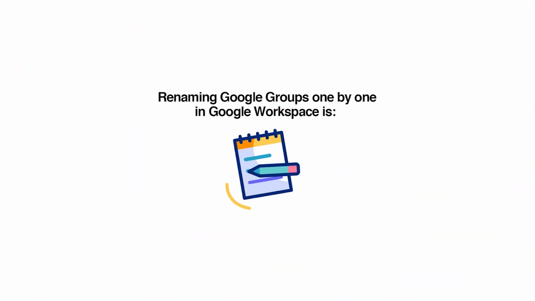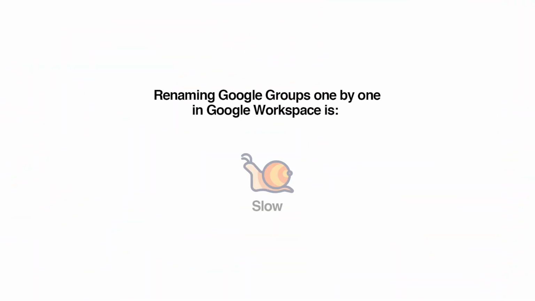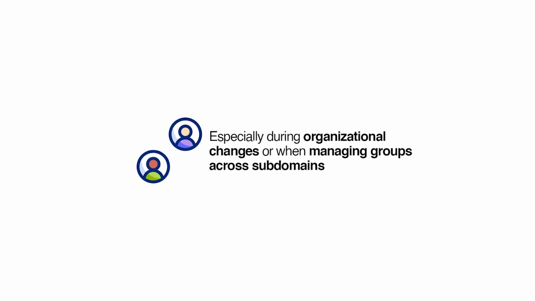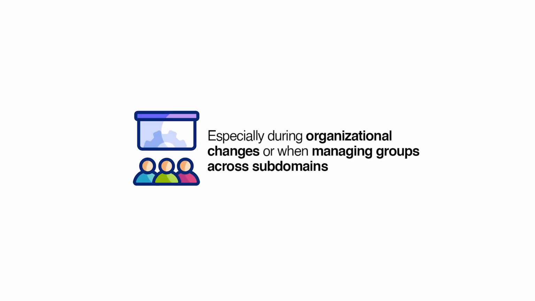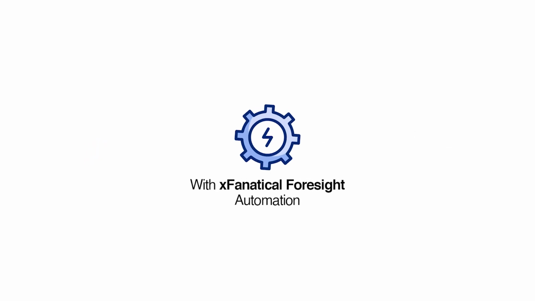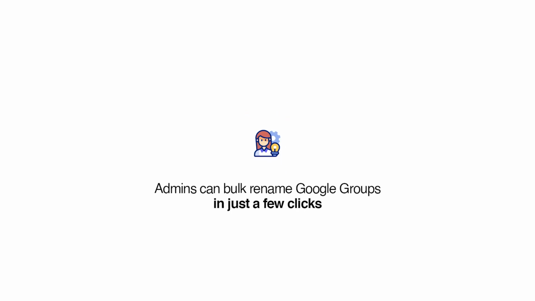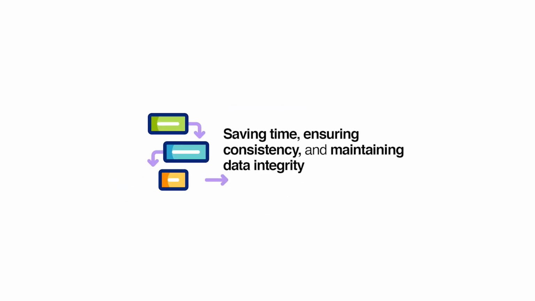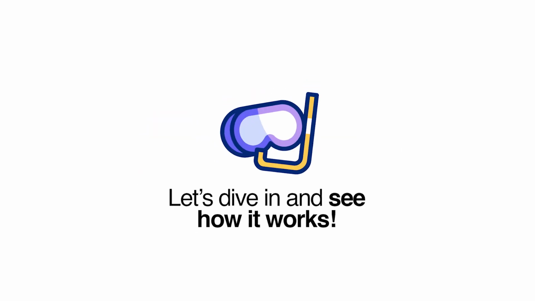Renaming Google Groups one by one in Google Workspace is slow, error-prone, and inefficient, especially during organizational changes or when managing groups across subdomains. That's where xFanatical foresight comes in. With xFanatical foresight automation, admins can bulk rename Google Groups in just a few clicks, saving time, ensuring consistency, and maintaining data integrity. Let's dive in and see how it works.